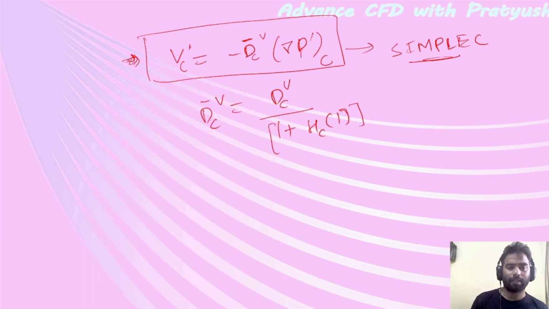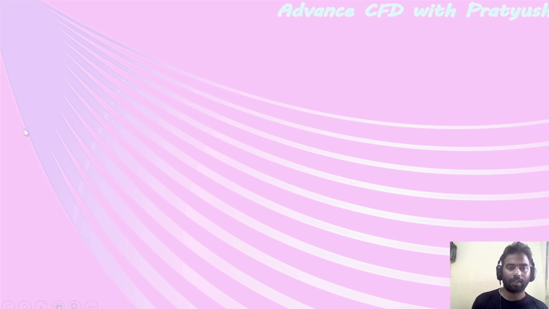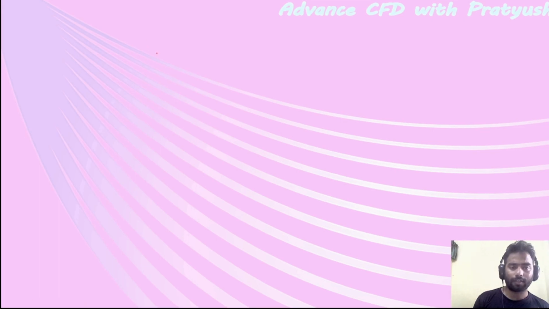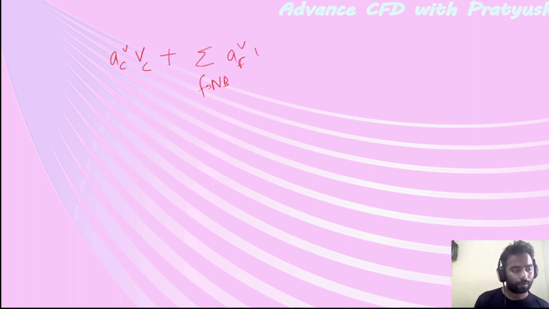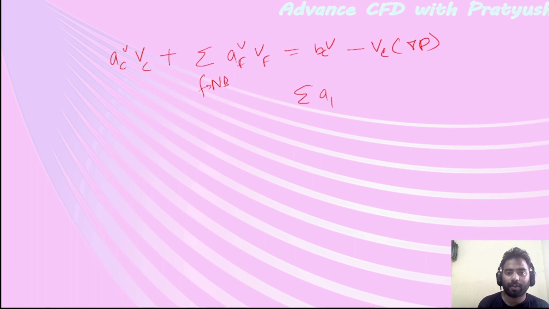These same expressions we can find out in another way. So let's see how. Let me revise the equations that we are using from the starting. That is ACV into VC plus the contribution of the neighboring cells, AF into V, equal to minus VC into del P. That equation we are solving from the starting. Now let's add and subtract this term AFV and VC on both sides.